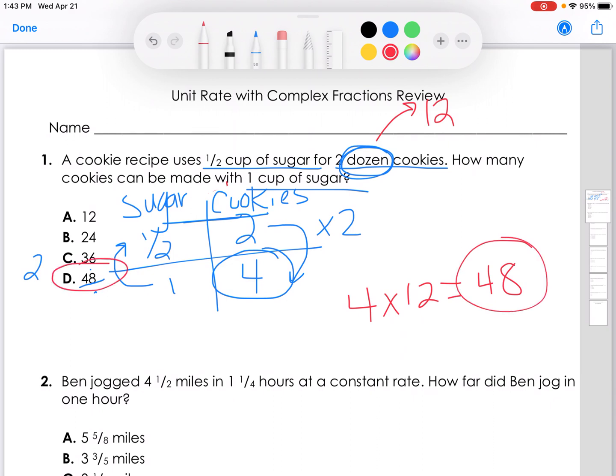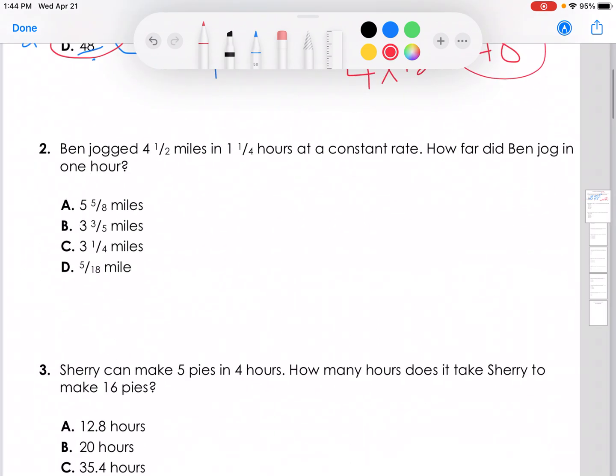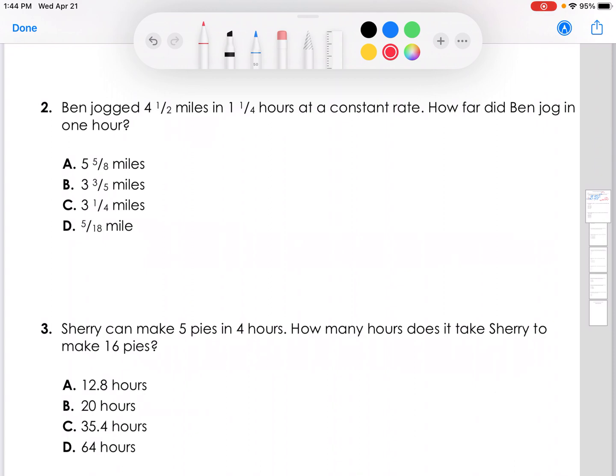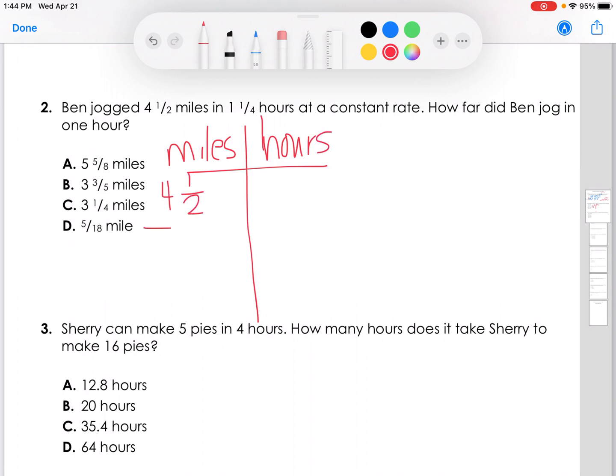Remember, you don't want to use a calculator for this because you're not going to be able to use a calculator on the EOG. For the next part, it says Ben jogged 4.5 miles in 1 1/4 hours at a constant rate. How far did Ben jog in 1 hour? So I have my chart. I've got my miles and my hours. I know that I have 4.5 in 1 1/4, and I want to know how far he jogged in 1 hour.